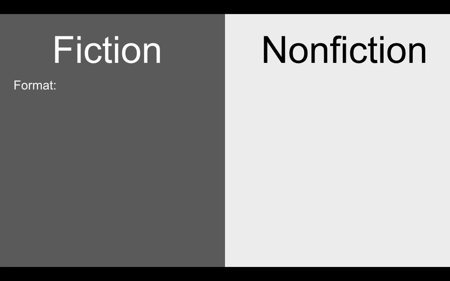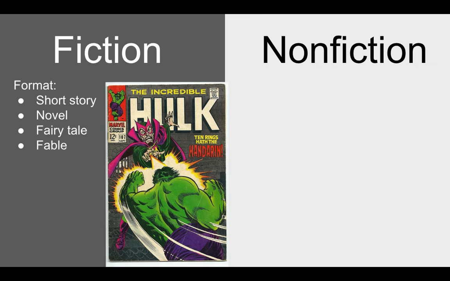Next, we have the format of fiction, and there are many, many formats. We're just going to look at a few of them today. The two most popular formats are going to be short stories and novels. Novels are just long stories, but you could also have a fairy tale or a fable, for instance. Right? Comic books are popular forms of fiction.